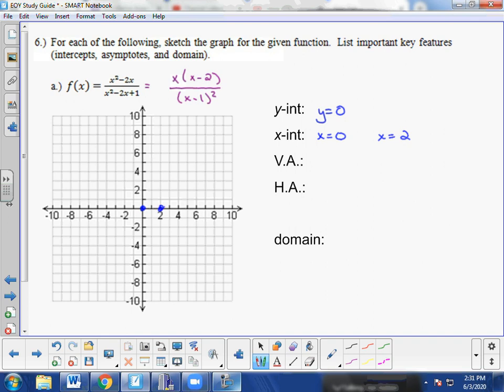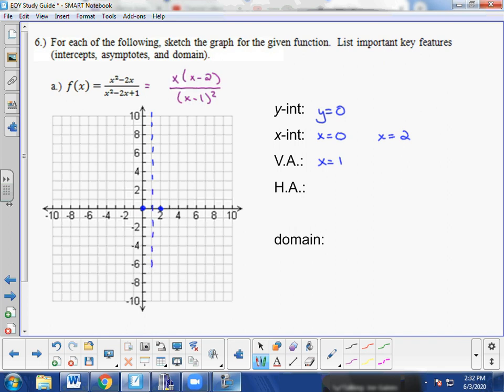So these are the two places where it's going to cross the x-axis. Vertical asymptotes come from zeros as well, but they come from zeros of the denominator. So the denominator is x minus 1, quantity squared, so zeros of the denominator would be x equals 1. So I'm going to put a dotted vertical line there at x equals 1. This is my vertical asymptote.